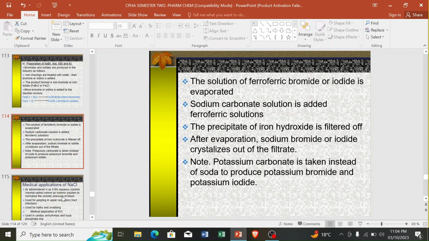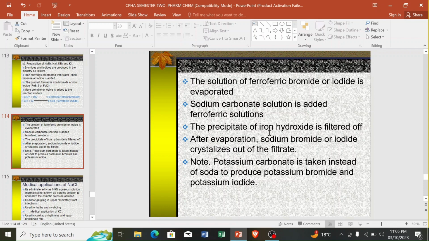Okay, so sodium carbonate solution is added to the ferroferric solution. It can be ferroferric bromide or ferroferric iodide. We are going to add sodium carbonate. If we want sodium bromide or sodium iodide, we add sodium carbonate. If we want potassium iodide or potassium bromide, we add potassium carbonate. So here we want a sodium compound, either iodide or bromide. We add sodium carbonate to it.